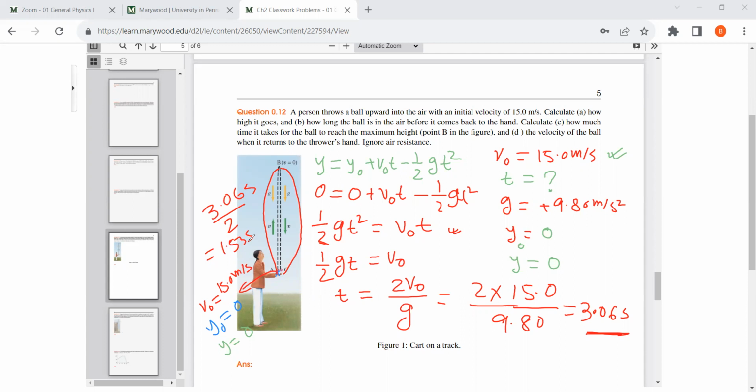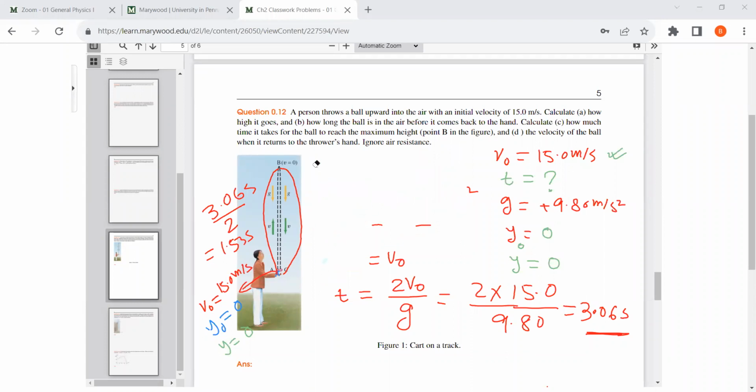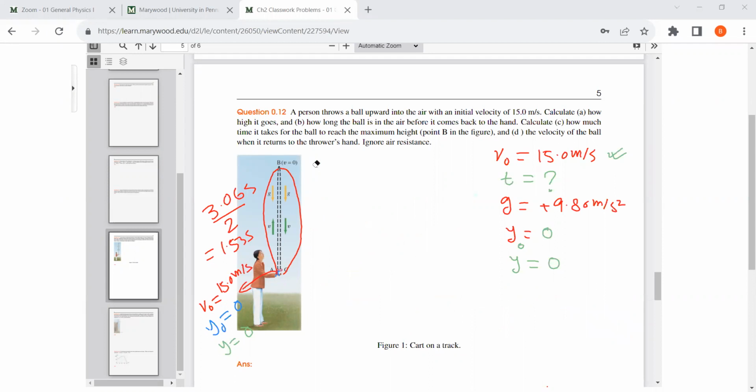So that's conceptually how we can solve it, but let's prove it. So let's erase. There are several ways to solve this. For number C, you can use this equation. I mean, all of the equations we have, you can use now. But this equation is the simplest one.